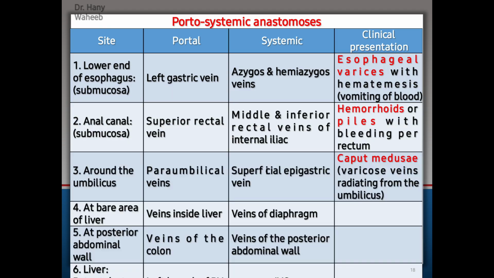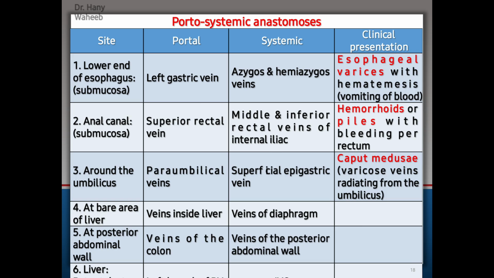Number 1, the site is the lower end of the esophagus, in the submucosa of the lower end of the esophagus. The vein belonging to the portal circulation is the left gastric vein, while the vein belonging to the systemic circulation is the azygous and hemiazygous veins. So there is anastomosis between tributaries of the left gastric vein, portal, and tributaries of the azygous and hemiazygous veins, systemic. If these veins become enlarged, they form esophageal varices, varicose veins of the esophagus. And if these veins rupture, it will lead to hematemesis, vomiting of blood. So the clinical presentation is esophageal varices with hematemesis, vomiting of blood.